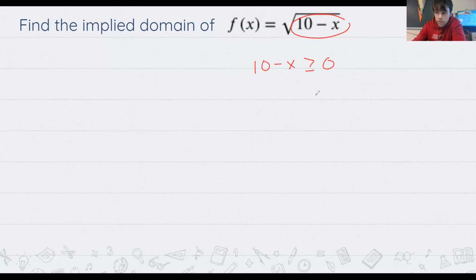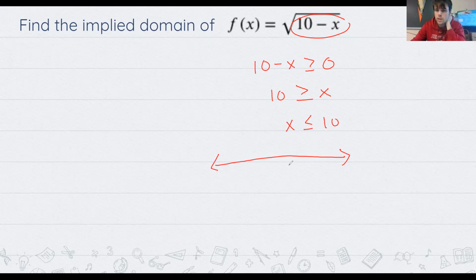So we can solve this in a lot of different ways. I'm going to just go ahead and move this x over to the other side. So this says 10 is greater than or equal to x. Let's just go ahead and flip that around. That means that x is less than or equal to 10. That's our domain. Now, there's a couple different ways that we write domain, and actually we're going to want to understand another way of doing this.